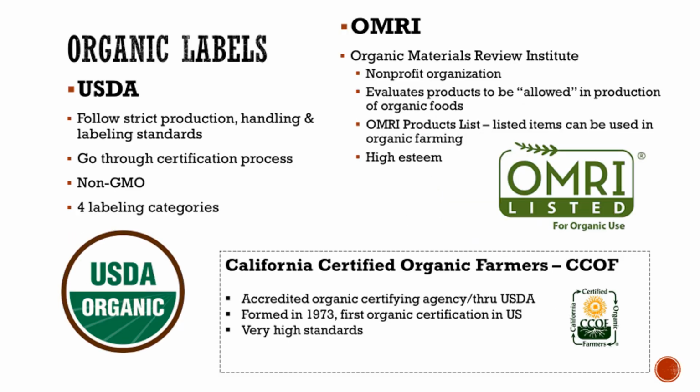Now let's talk about organic labels that you'll find on different products. In order to make an organic claim or use the USDA organic seal, the final product must follow strict production, handling, and labeling standards and go through the organic certification process. The standards address a variety of factors such as soil quality, animal raising practices, and pest and weed control. Synthetic fertilizers, sewer sludge, irradiation, and genetic engineering may not be used.